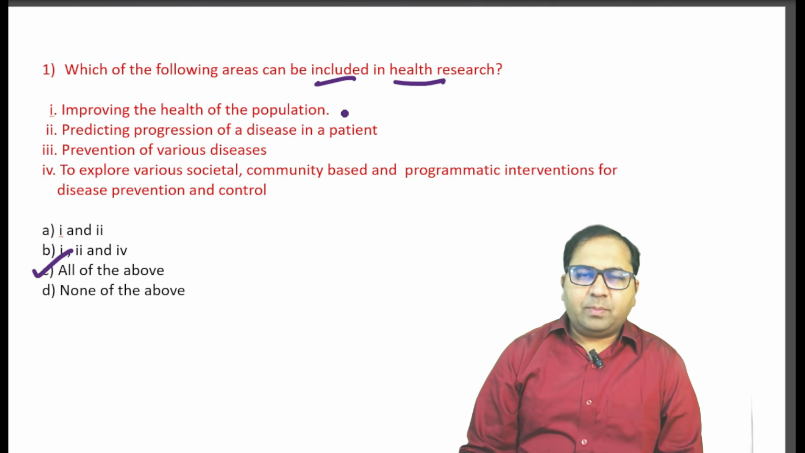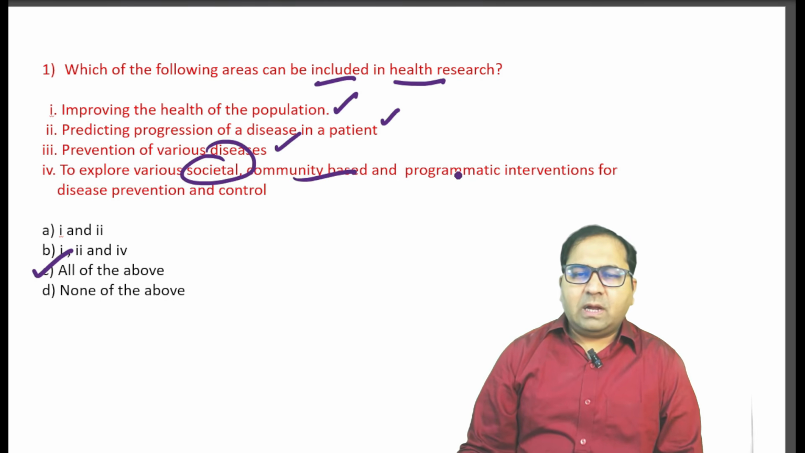Improving the health of the population is a correct statement. Predicting the progression of a disease in a patient is a correct statement. Prevention of various diseases is also a correct statement. And also to explore various societal, community-based and programmatic interventions for disease prevention and control. So these are all the areas which are included in health research.